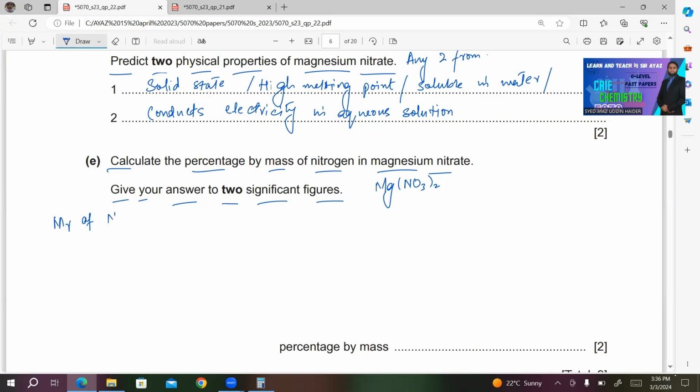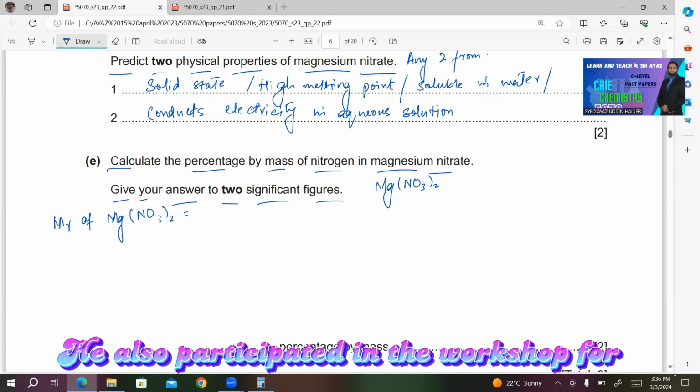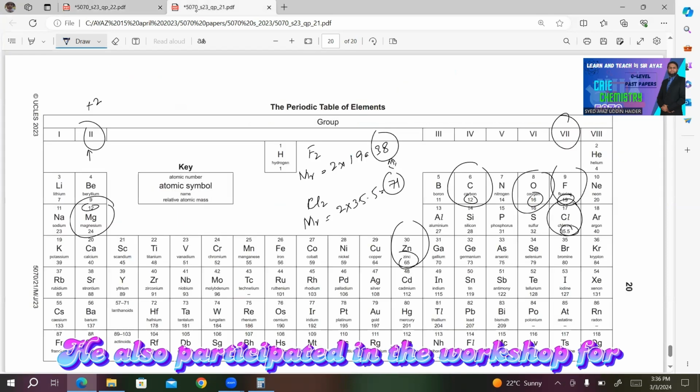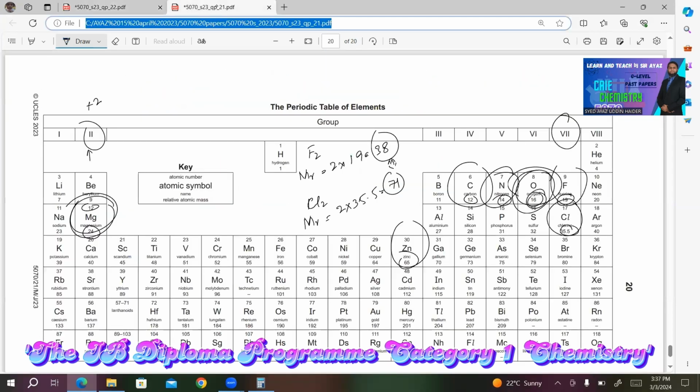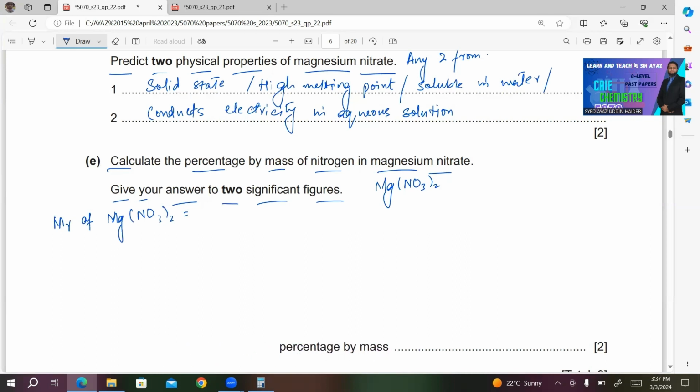Mr of Mg(NO3)2. So we have 1 magnesium, we have 2 nitrogen, and 2 multiplied by 3 is 6 oxygen. So here's magnesium. The mass number for magnesium is 24, nitrogen it is 14, oxygen it's 16. So 1 multiplied by 24 plus we have 2 atoms of nitrogen, 2 multiplied by 14 plus we have 2 multiplied by 3, 6 atoms of oxygen, 6 multiplied by 16.